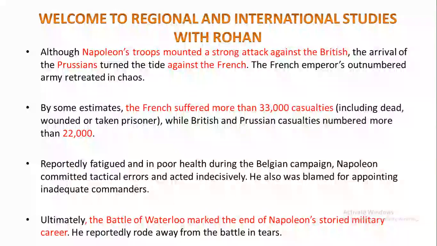who had gained prominence fighting against the French during the Peninsular War. Napoleon's armies also mounted a strong attack against the British, but the arrival of the Prussians turned the tide against the French, and the French emperor's outnumbered army retreated in chaos.